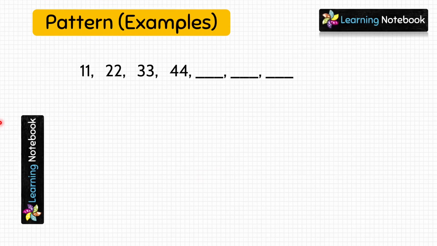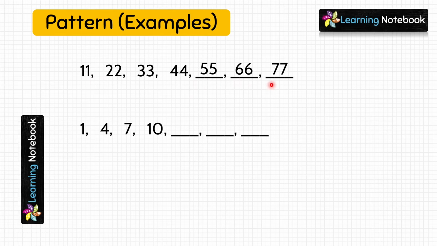Let's see some more examples. Here numbers given are 11, 22, 33, 44. So first let's identify this pattern and then only we can fill the blanks. So here we can see that these numbers are multiples of 11. So the next number will be 55, then 66 and last 77.